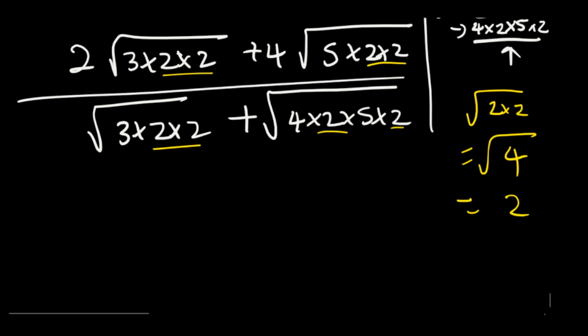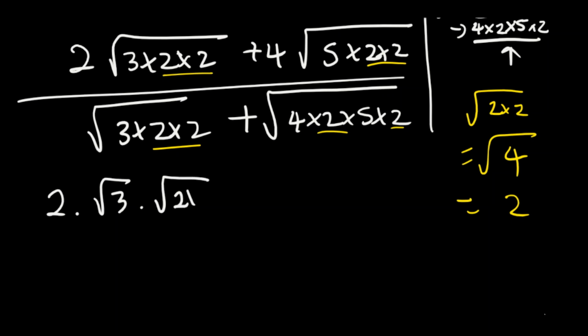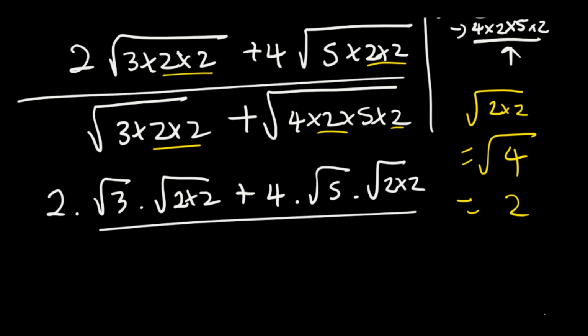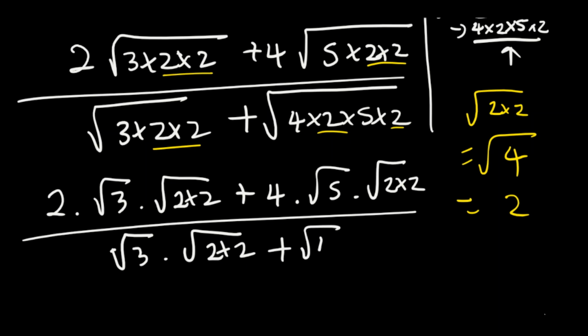So we'll have 2 multiplied by the root of 3 multiplied by the root of 2 times 2 plus 4 multiplied by the root of 5 multiplied by the root of 2 times 2, divided by the root of 3 multiplied by the root of 2 times 2 plus the root of 4 multiplied by the root of 5 multiplied by the root of 2 times 2, right?